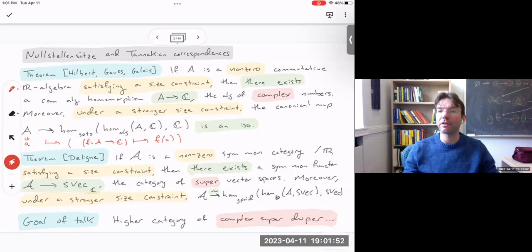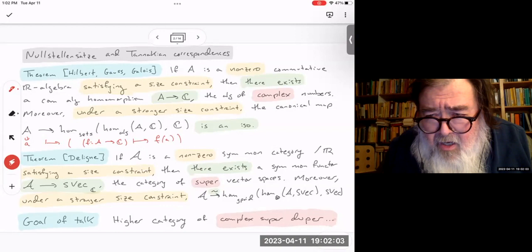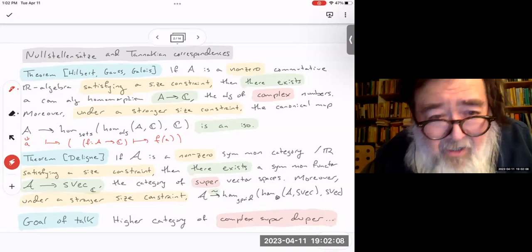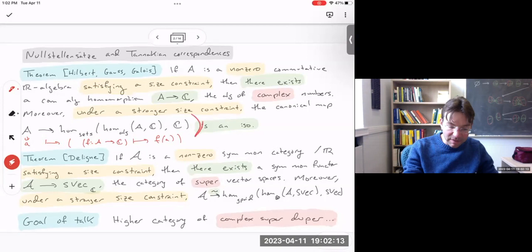A semi-simple algebra is just a direct sum of field extensions. That's exactly what I mean by étale algebra, a finite étale algebra. Otherwise, you have to put in some profiniteness. So this is exactly a statement of Galois correspondence.